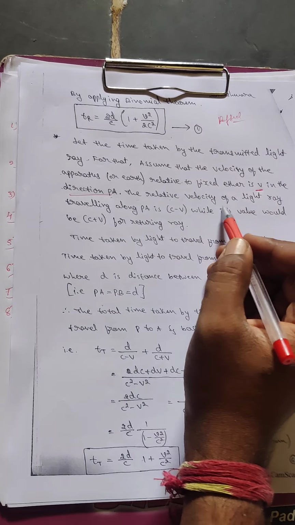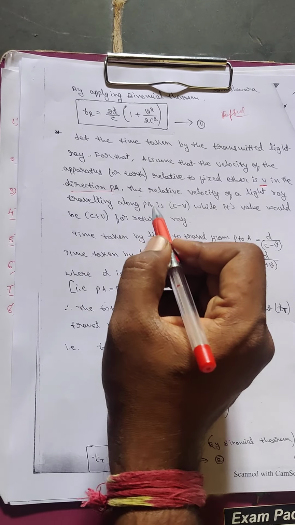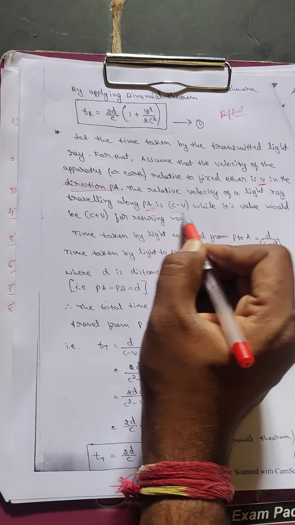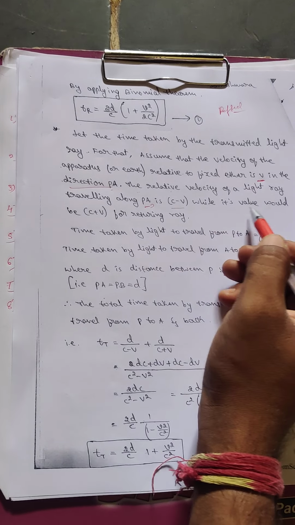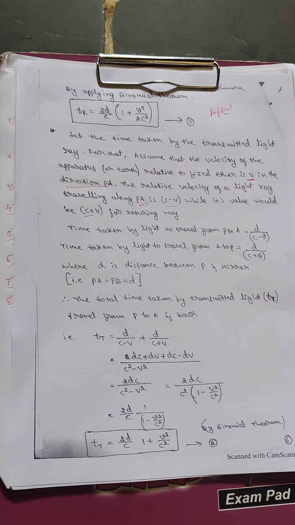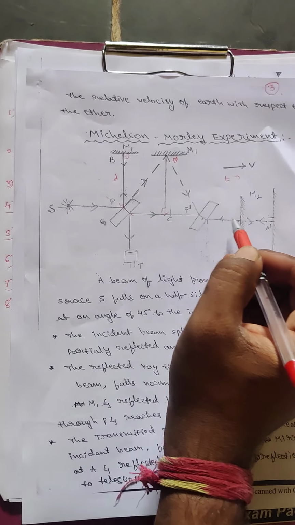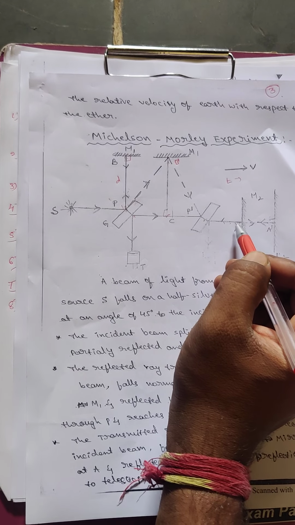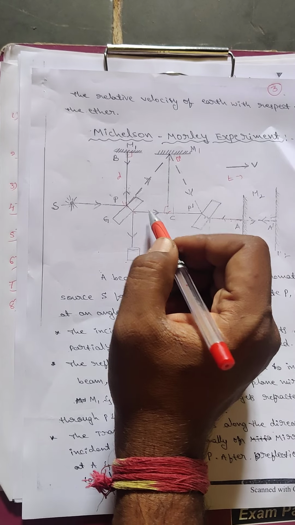The relative velocity of a light ray traveling along PA is c minus v, while its value would be c plus v for a returning ray. The speed from P to A is c minus v, and from A to P it is c plus v.